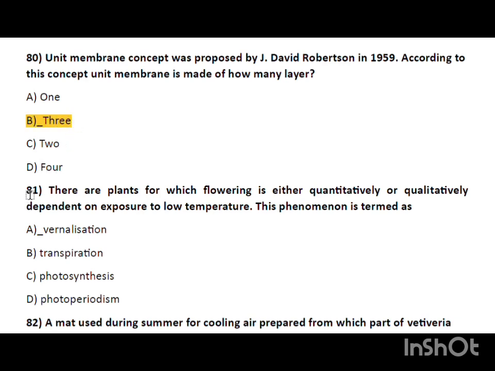Then question number 81. There are plants for which flowering is either quantitatively or qualitatively dependent on exposure to low temperature. This phenomenon is termed as option A, vernalization, option B, transpiration, option C, photosynthesis, option D, photoperiodism. The correct answer is option A, vernalization.